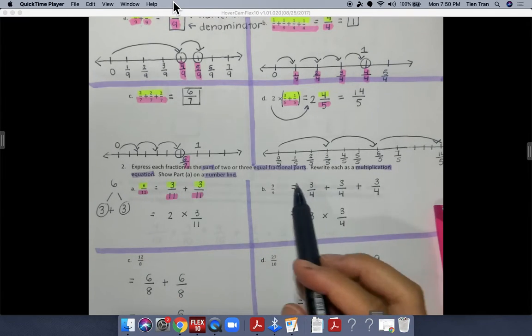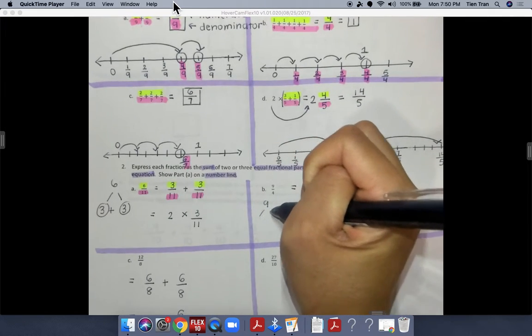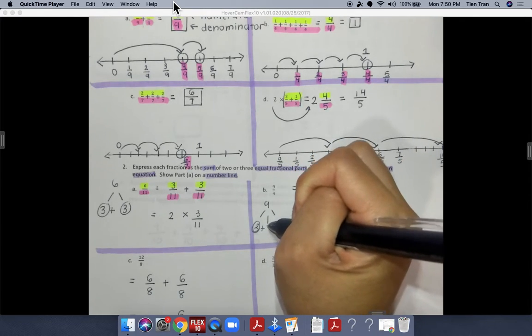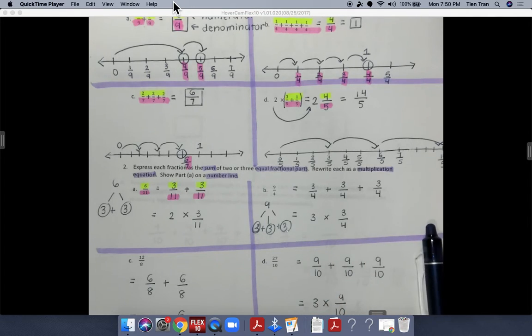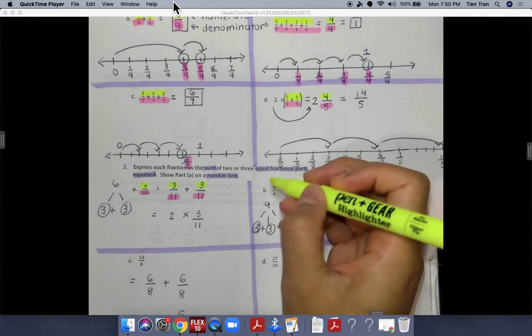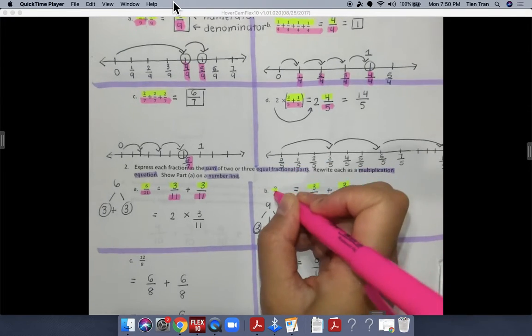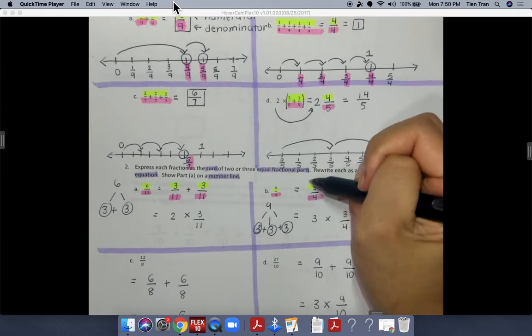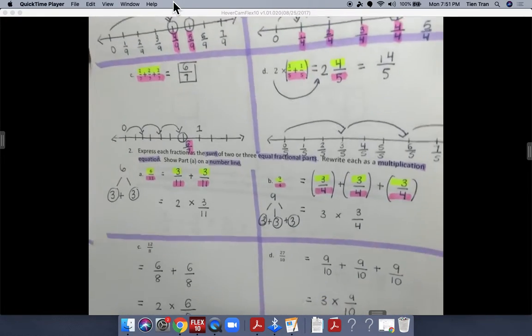Over here for problem B, I have 9 fourths. I can split 9 fourths, or 9, into 3. So I have 3 plus 3 plus 3. Okay, so there are 3 3's at the top for the numerator. And on the bottom, my denominator stays the same, so it is 4. Now, how many do you have here? You have 1, 2, 3. So 3 times 3 fourths is going to be the multiplication equation.